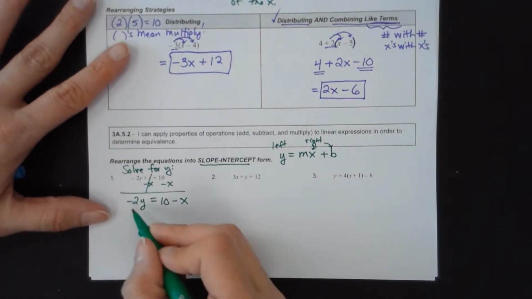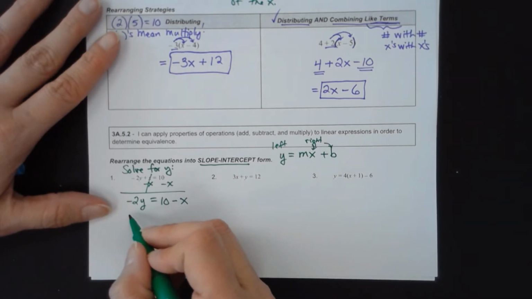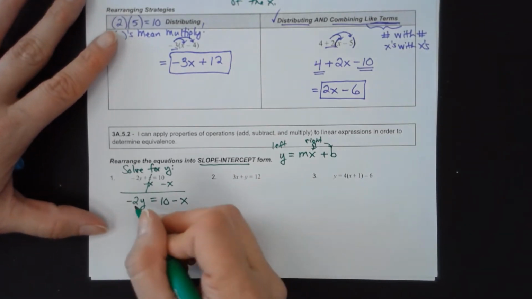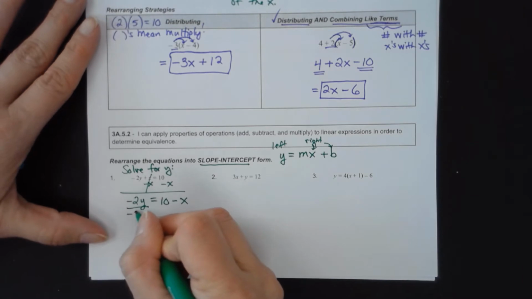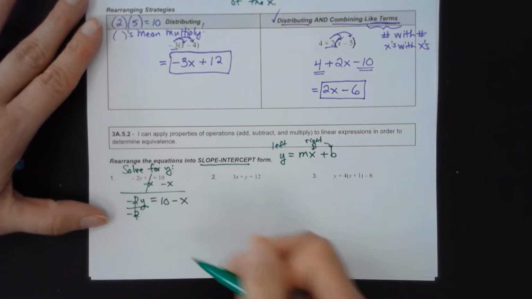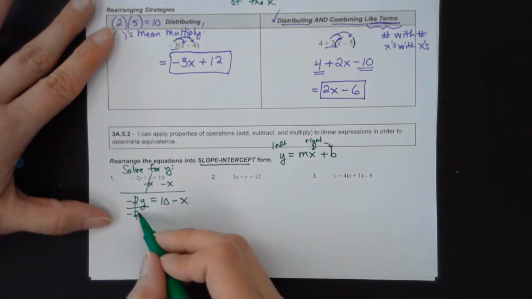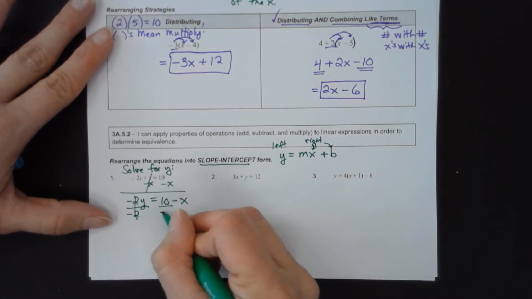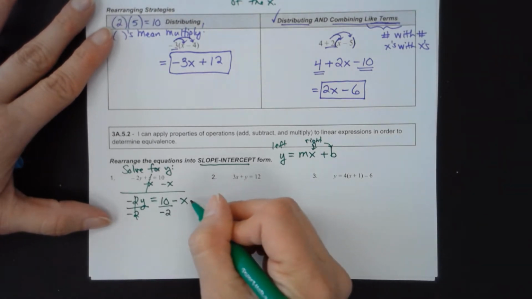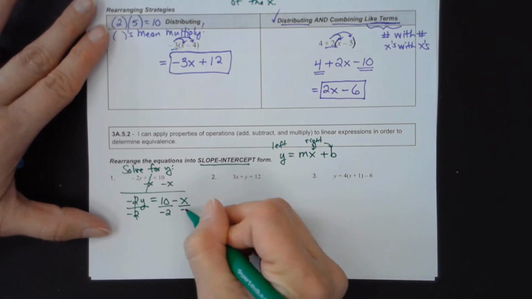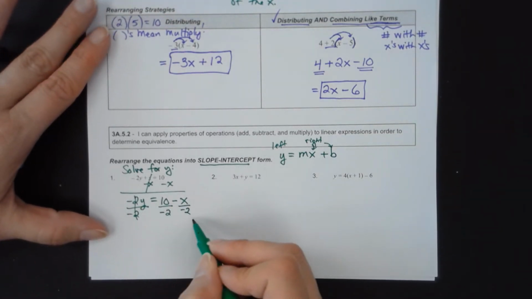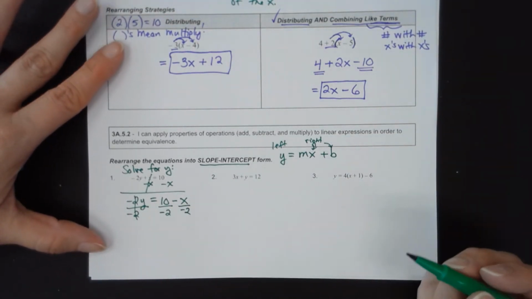Okay, is y alone? Not yet. He's being multiplied. So the inverse of multiplication would be to do division. And who gets divided by negative 2? The y and the 10. And what about that guy? Yes, what you do to one side, you do to the other side. Everybody has to get divided.